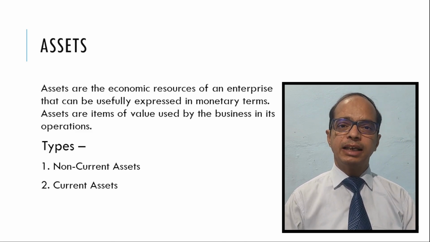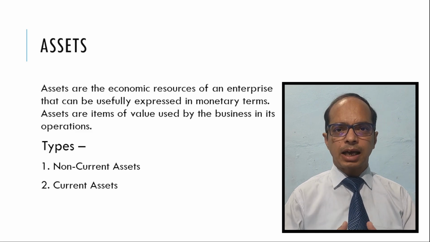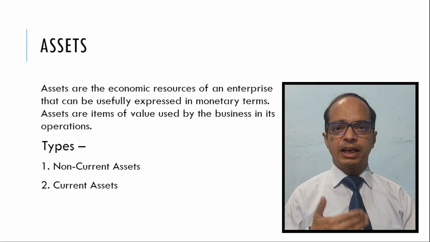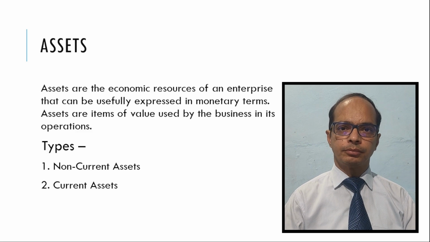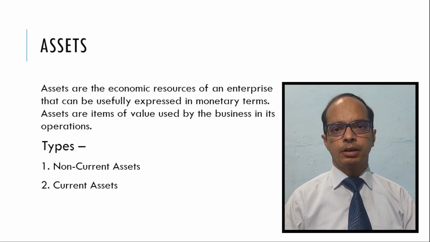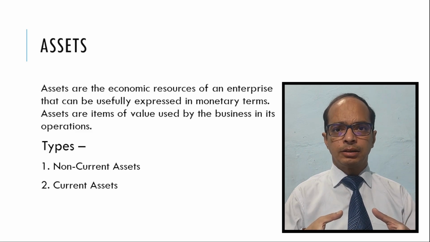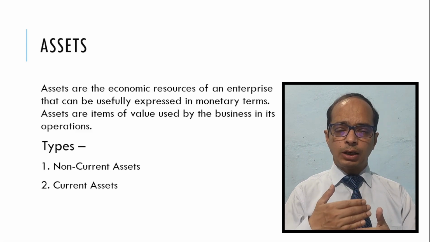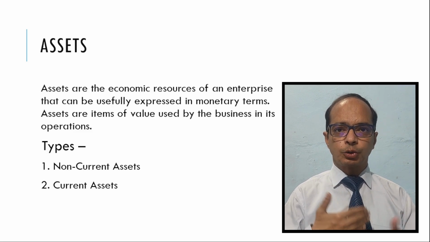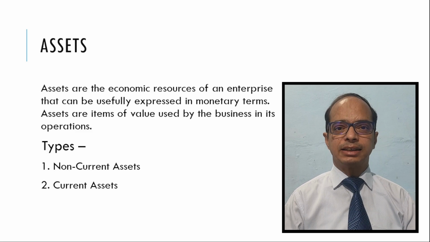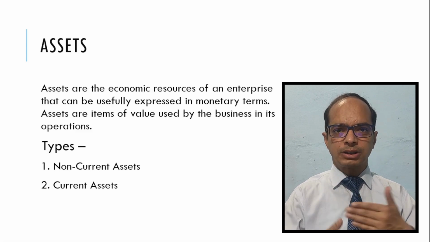The second category of assets is current assets. Current assets are those assets which are used for a short time period in the day-to-day working of the business institution. These assets may be converted into cash in a very short time period, say 1 year. Say cash in hand, cash at bank, stock, debtors, all of these are current assets. Why current assets? Because we are using these assets in the day-to-day working of the business institution. These are also known as circulating assets. Why? Because there is a proper circulation of these assets.